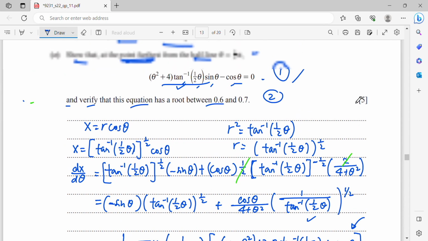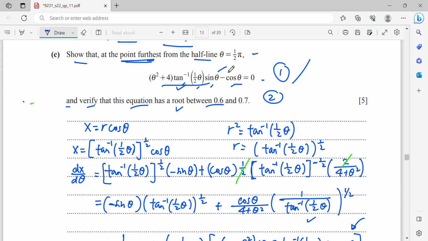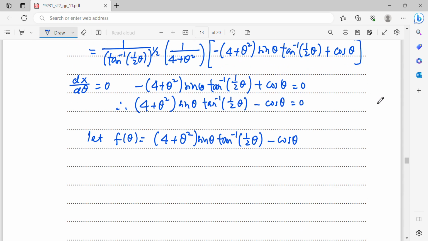So to verify that the root, which is the unknown in the equation, our theta, is between 0.6 and 0.7, I need to let my theta be 0.6 and 0.7. So now 4 plus 0.6 squared, sine 0.6, multiplied by inverse tangent 0.6 divided by 2, which is our half theta, minus cos 0.6. Since you need to calculate the value in terms of inverse tangent and also sine, make sure you change the mode of the calculator to radians.